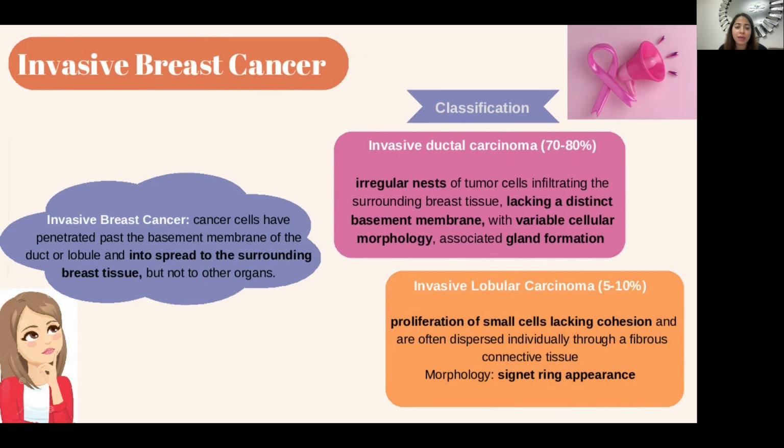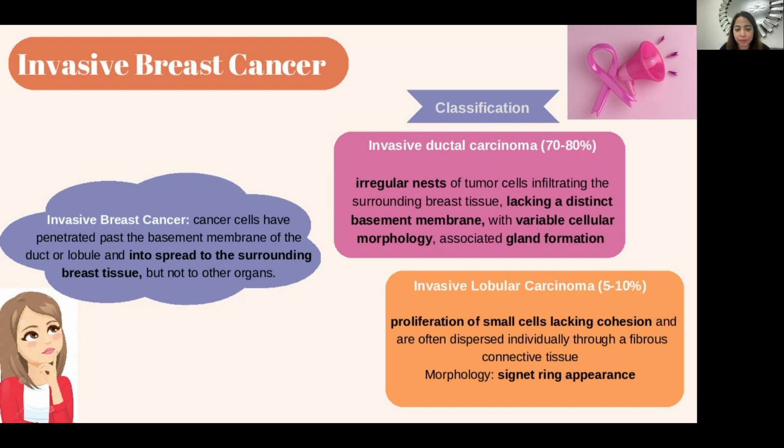There are two major types. We've got the invasive ductal carcinomas, which make up to 80% of the invasive breast cancers, and the invasive lobular carcinomas, which make up about 5 to 10%. They are both very different in terms of morphology and histology as well. The invasive ductal carcinomas, the most common type, are irregular nests of tumor cells. They lack a distinct basement membrane, and they have associated gland formation.